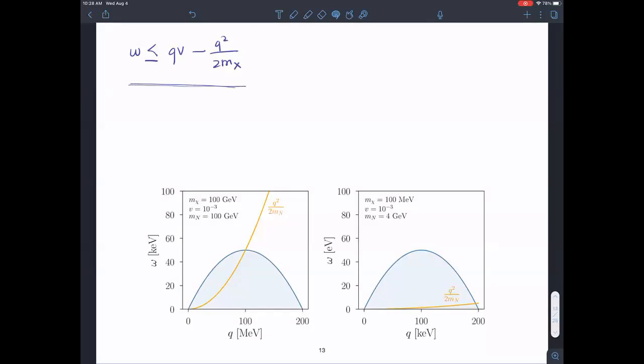So here I've just picked a particular incoming dark matter velocity and incoming dark matter mass of 100 GeV. And so what this constraint looks like is it'll be somewhat linear, it'll turn over, and basically you're restricted to be in this part of your phase space. This is just the dark matter scattering kinematics independent of anything else.